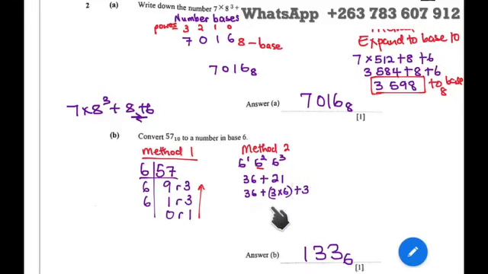Now we want to rewrite them as powers. If we expand the base, this will be 6 squared plus 3 times 6 plus 3 times 6 to the power 0. So we can rewrite them as a base. Our base is 6, then our powers 0, 1, 2. The value multiplying 6 to the power 2 is 1. The value multiplying 6 to the power 1 is 3. The value multiplying 6 to the power 0 is 3 again. So we can write it as 1, 3, 3, base 6.